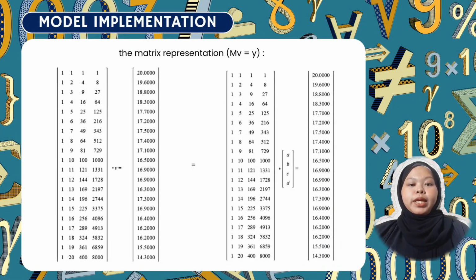For the model implementation, we use the matrix representation MV equals to Y. To solve our system, we have matrix M on the left is our variable matrix, built specifically for a cubic model. We have vector V contains our 4 unknown cubic coefficient which is A, B, C and D, and we have vector Y on the right is our actual output data.